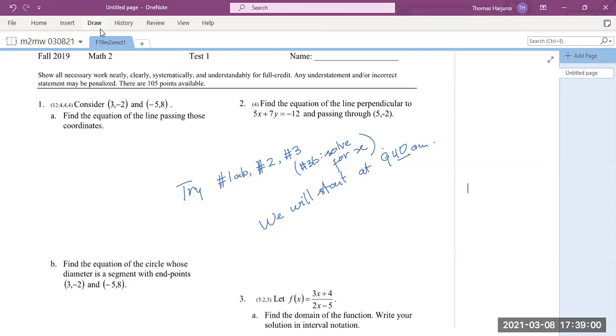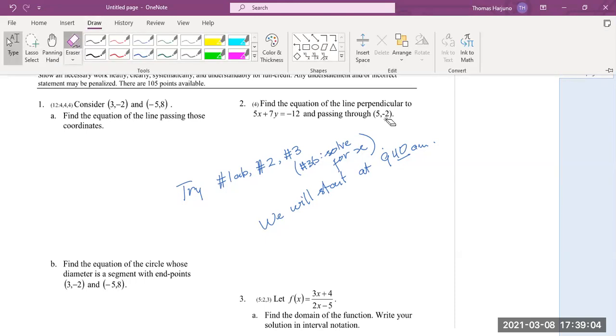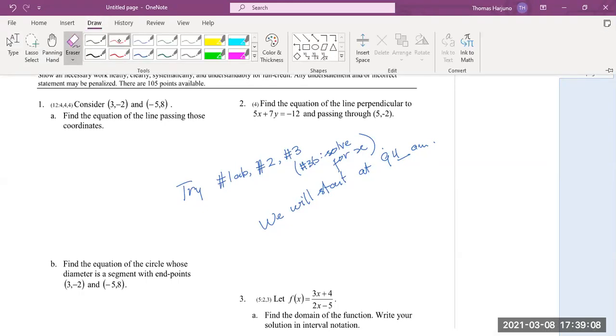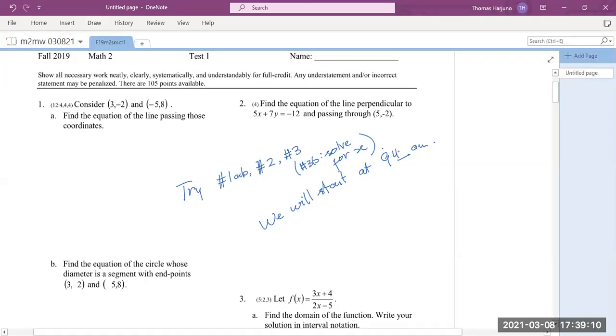Nobody say anything. Just in case you just come by, let me make it 9:45. So at 9:45, we'll start going over this first page here. I will keep the recording on.